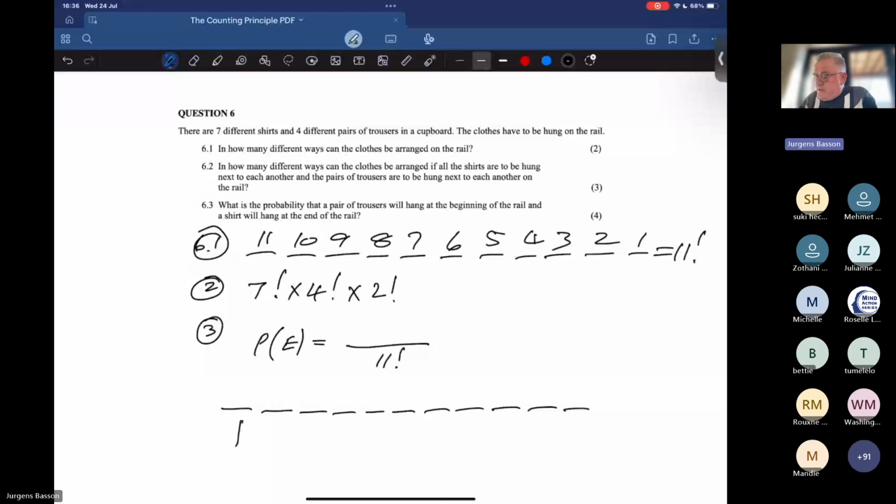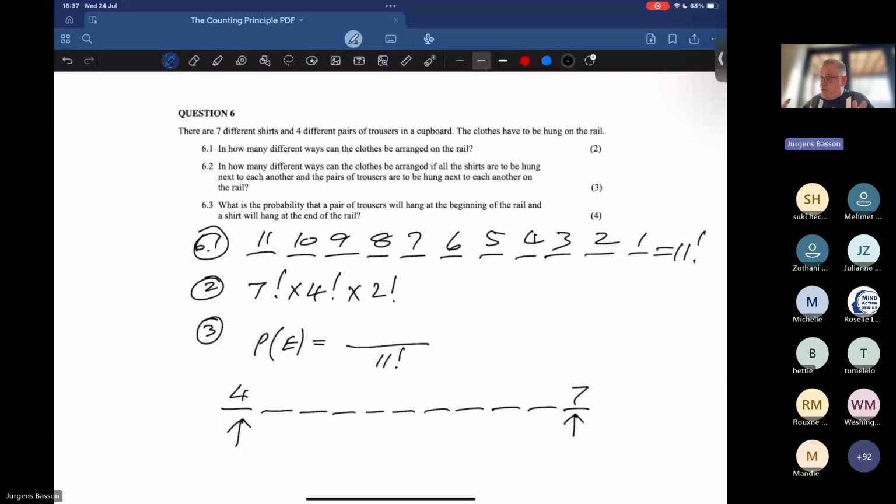They say this first position must be a trouser. Now, when you ask the learners how many ways, many of them will say 1. Then you ask them, is there only 1 trouser? No. How many trousers? 4. So any 4 of the trousers can be in position 1. Then we go to the last position, which must be a shirt. There are 7 different shirts. It's not 1 if I restrict it to a shirt. It can be any one of 7 possible shirts.